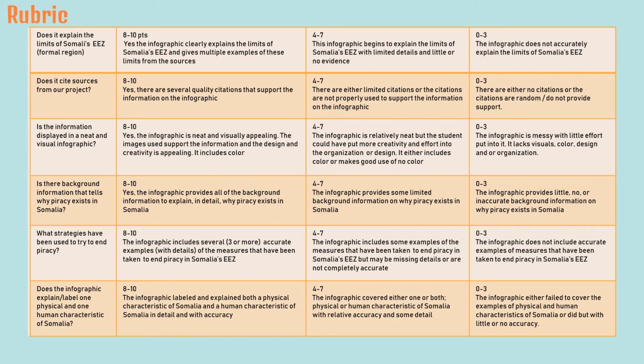So when you're making your infographic, check and see, okay, does this meet her requirements based on the rubric? I know how many points I'll get, right? Does it cite sources from our projects? So you'll get 8 to 10 points if yes, there are several quality citations that support the information on the infographic. 4 to 7 points if there are either limited citations or the citations are not properly used to support information. Like let's say you cite an article that doesn't talk about what you're talking about, then that's not proper citation. There are either no citations or citations are random and do not provide support. If that's the case, you're going to get 0 to 3 points, okay?